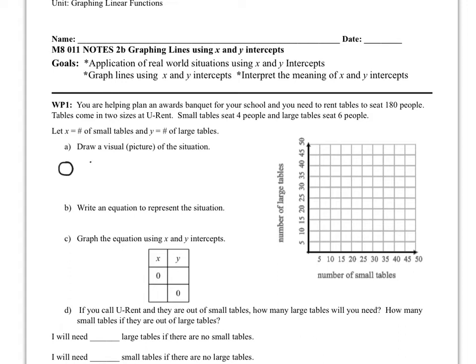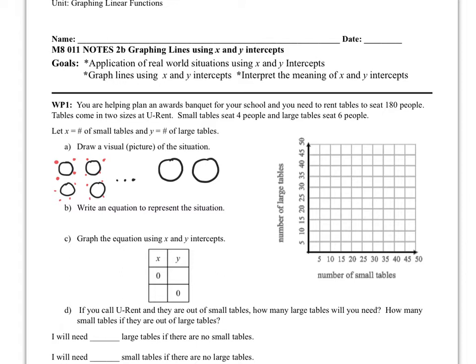So here might be my small tables. I don't know how many of those I'm going to have. And at each one, I want to show that I have 4 people. I could put stick figures, or I could just put 4 dots around to show that. And what this is showing me is that every time I have a small table, there are going to be 4 people sitting there.